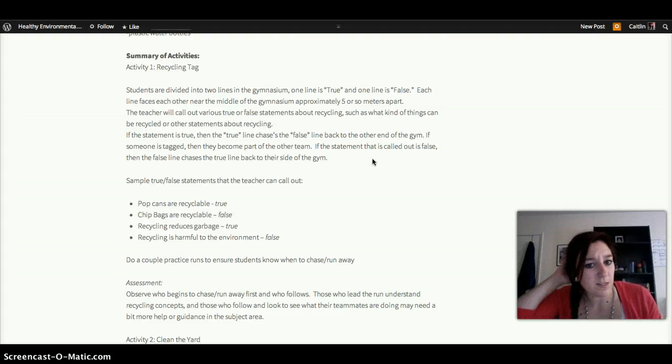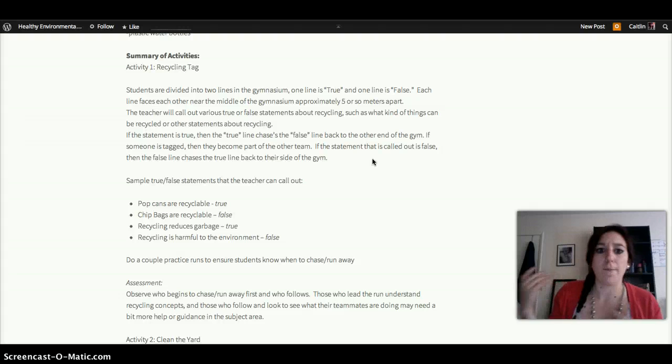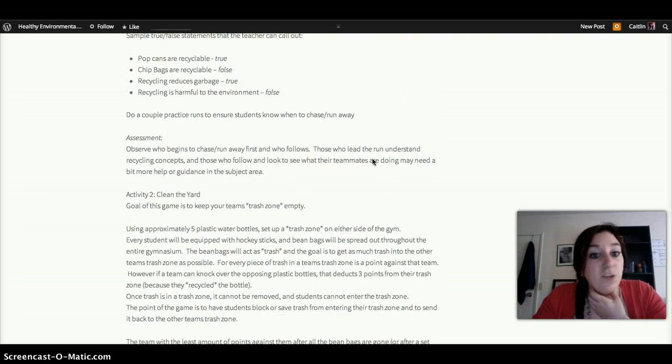Some sample true or false statements that the teacher can call out are: pop cans recyclable, true. Chip bags recyclable, false. Recycling reduces garbage, true, and so on and so forth. Again, you can do a couple of practice runs to ensure students know when to chase or when to run away. When you assess this game, you can observe who begins to chase or run away first and who follows. Those who lead or run away first understand recycling concepts, and those students who follow their teammates may need a bit more guidance in this topic.